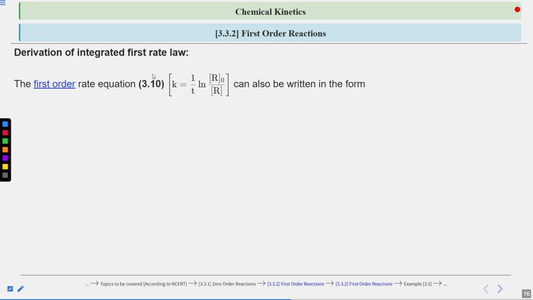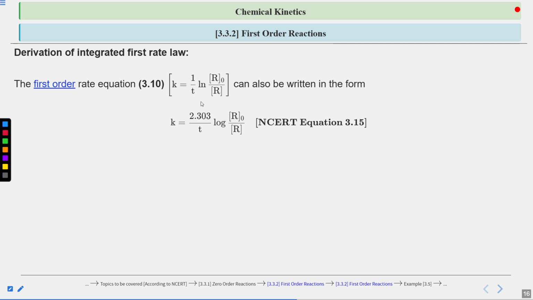The first order rate equation, which is marked as 3.10, which was k is equal to 1 by t ln r0 by r, can also be written in the form of k is equal to 2.303 by t log r0 by r. Now if you see, here we are talking about ln, here we are talking about log. Both are a little different. If you want to convert the ln base e to log base 10, you have to multiply the ln term with 2.303, and it will automatically get converted to the log base 10.